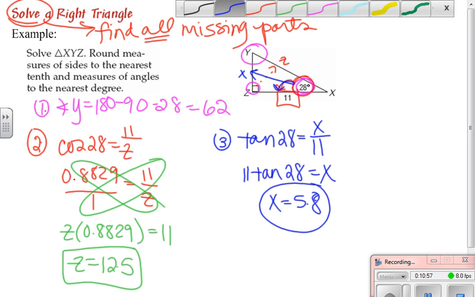Now remember, there's a logic to the sides and the angles. The littlest angle will have the littlest side, so it makes sense that opposite the 28-degree angle is the 5.8 side. Opposite the 62-degree angle is 11, and the hypotenuse should always be the biggest, and it is at 12.5. If any of those values are out of order, you know you did something wrong.